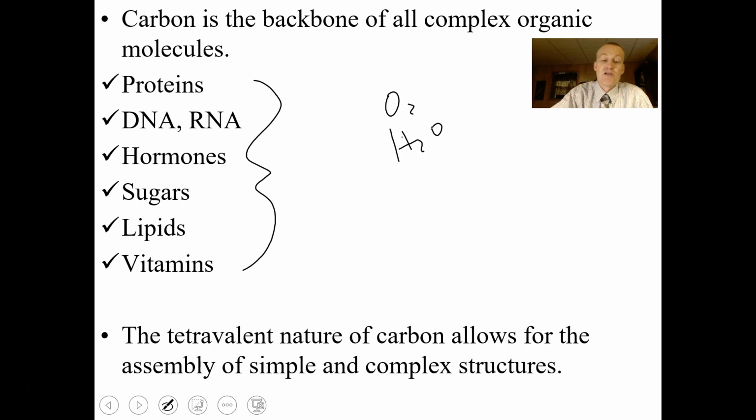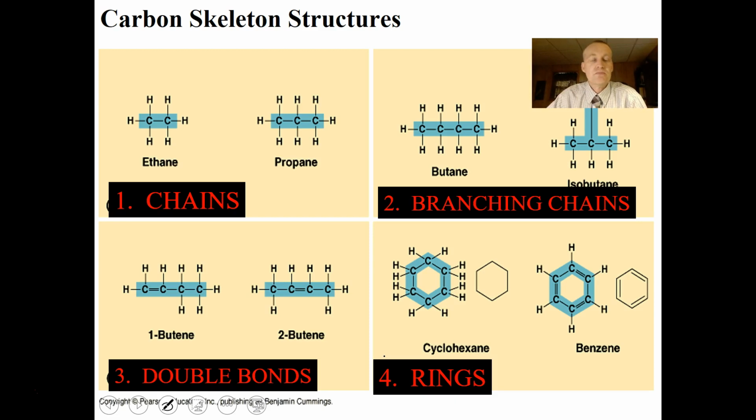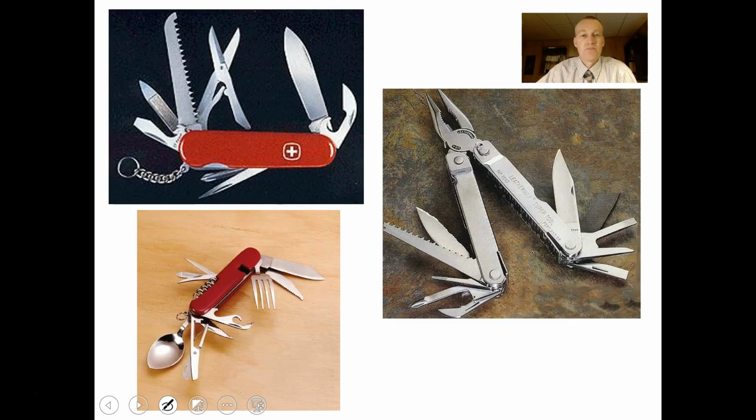So it allows us to build simple things because of the tetravalent nature. It allows us to build simple things and very complex structures. That happens to be just a protein structure. So with carbon, we can build chains, we can build branching chains, so chains that have branches. We can build things with double bonds. We can build things that are ringed in structure. We can put rings together to form larger structures with rings.